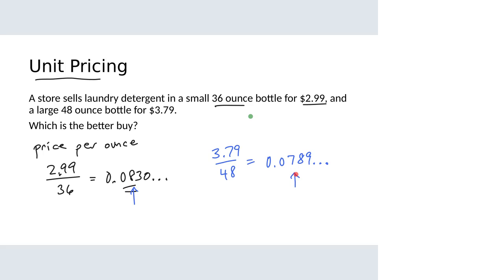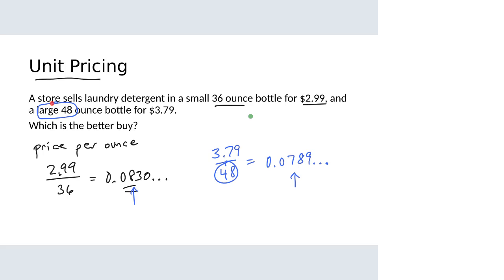So the better buy is the 48-ounce bottle. The large bottle is the better buy. I'm getting more for my money because I'm paying less than 8 cents an ounce instead of more than 8 cents an ounce. They're awfully close. There's reasons you might buy the smaller bottle. Maybe you don't have room to store the large one. Maybe, like I said earlier, you only have $3, but that's our approach here.